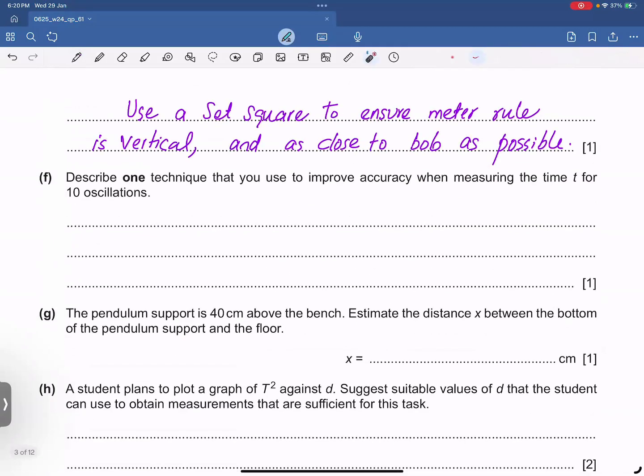Okay, our next question is describe one technique that you use to improve accuracy when measuring the time t for 10 oscillations. So whenever you want to measure the time, how can you know the time is as accurate as possible? Please do not write zero error. Okay, check the zero error of stopwatch. Stopwatch we always reset before we use. So you can talk about start always counting from 0 instead of 1. When you release, it's 0. So comes back 1, 2, 3, like the pendulum. It's here, goes there, and comes back.